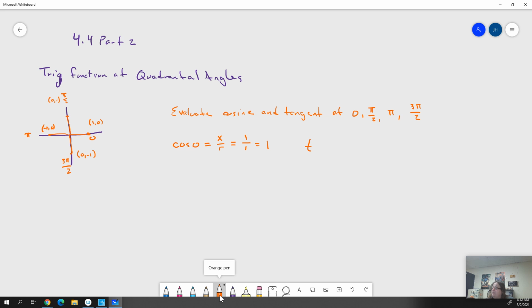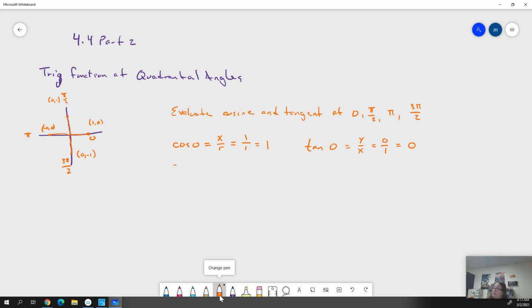If we do tangent at 0, so if we're doing tangent of 0, then we know that we have y over x, right? And these just came from those definitions that we did the end of last week for the beginning part of 4.4. And we know our y in this case is 0, and our x is 1, which means that we have a value of 0. Now remember, we can divide into 0, but we can't divide by 0, right? So if you've got the 0 on top, it's okay, but if it's on the bottom, it's undefined.